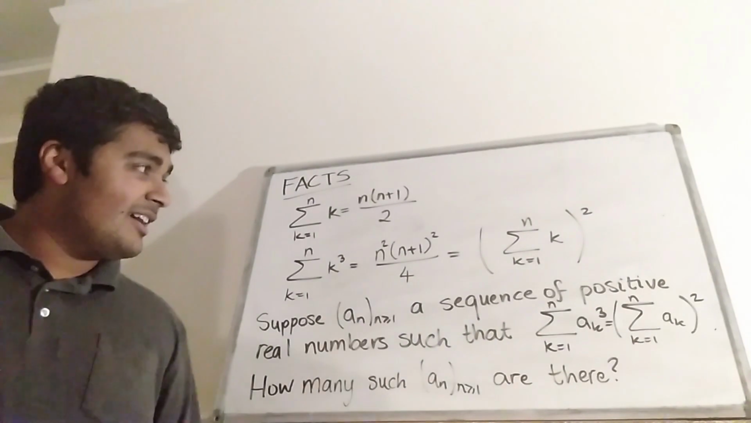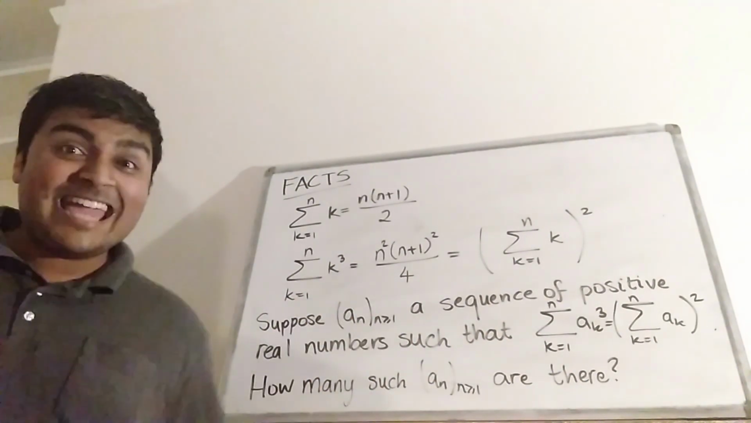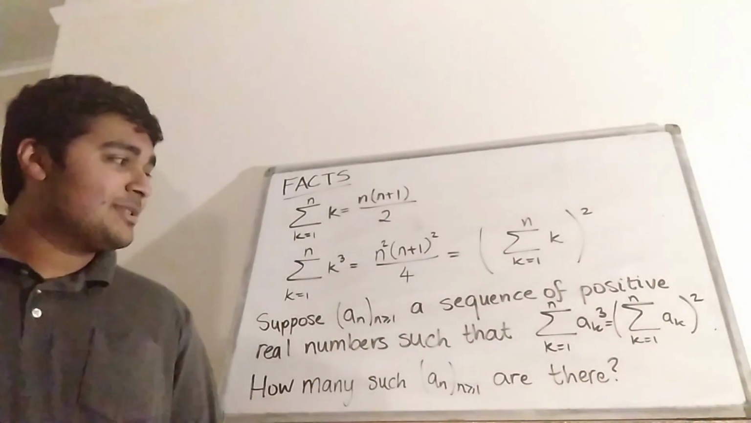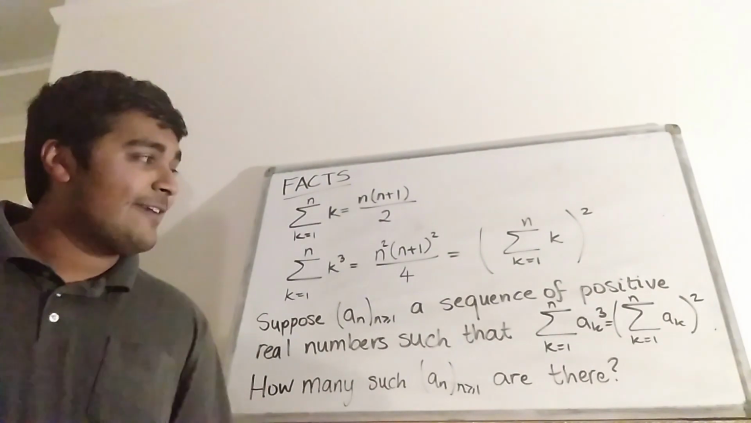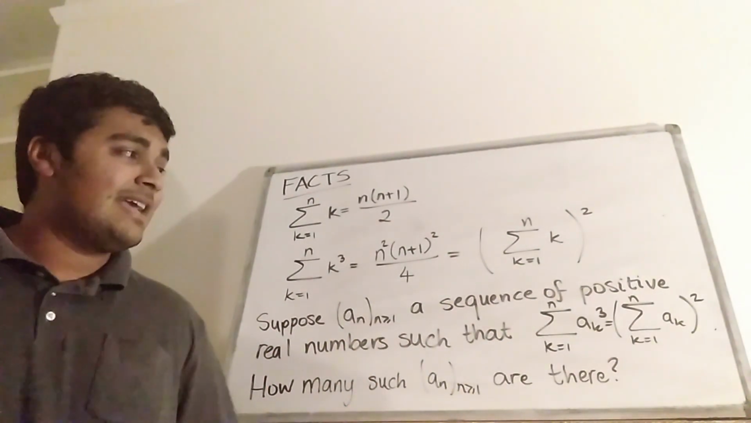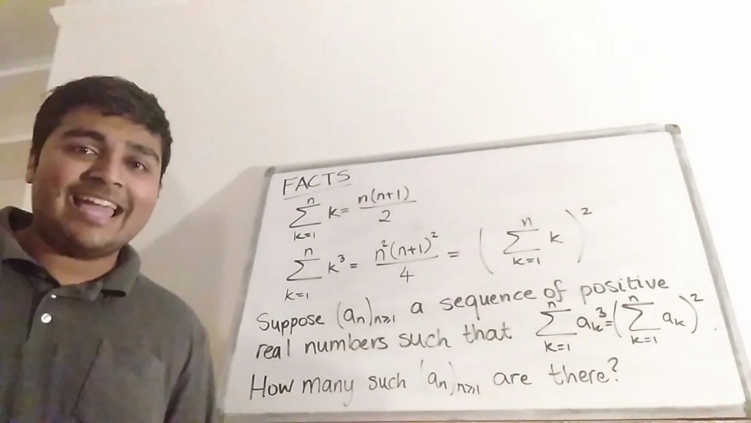And that's the inspiration for the problem today. We have a sequence of positive real numbers a_n, and it has the property that the sum from k equals 1 to n of a_k cubed is the same as the sum from k equals 1 to n of a_k, all squared. We want to know how many such a_n there are.